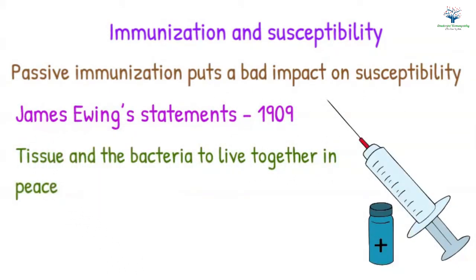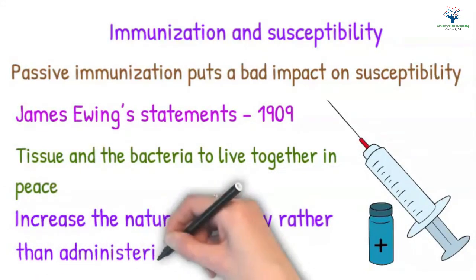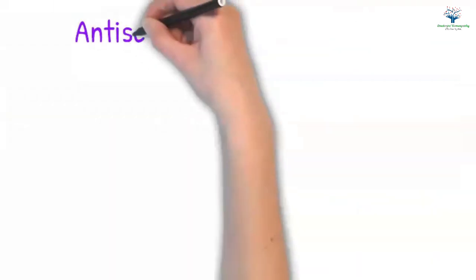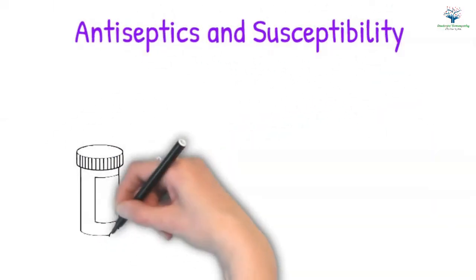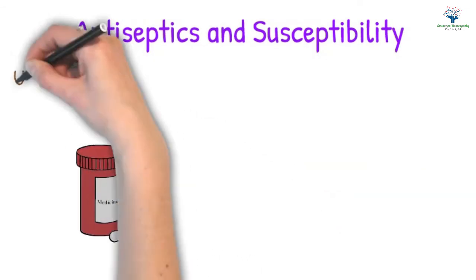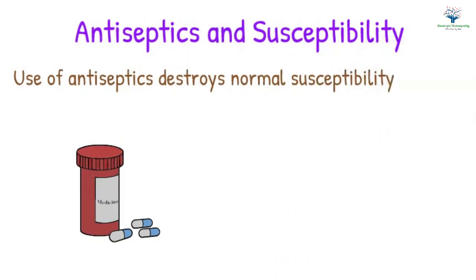So ultimately, he points out that we have to increase the natural immunity, which will be beneficial for the organism, rather than administering antibodies artificially. Next, he mentions antiseptics. He tells that another attempt to forcibly regulate body reaction is through the use of antiseptics, which is another means of destroying bacilli, but which at the same time destroys the normal susceptibility.